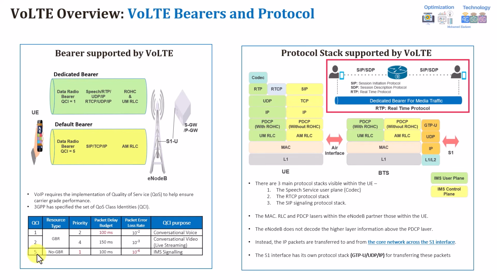And as you can see, QCI 5 has higher priority compared to QCI 1, because signaling in general has higher priority, so it is given high priority during the scheduling process compared to all the other QCIs, not only QCI 1, but it has a higher packet loss rate, as you can see here.